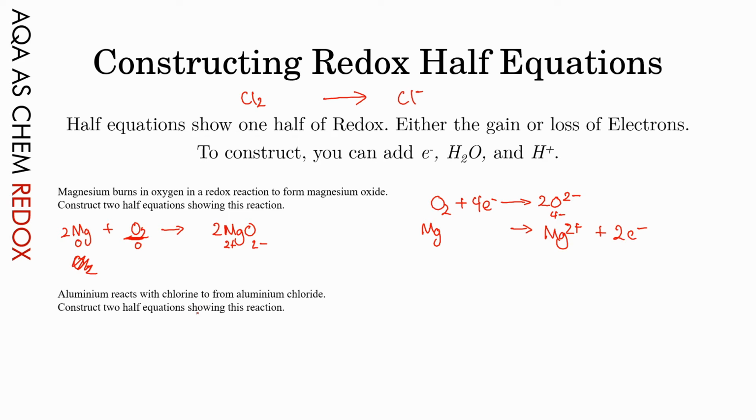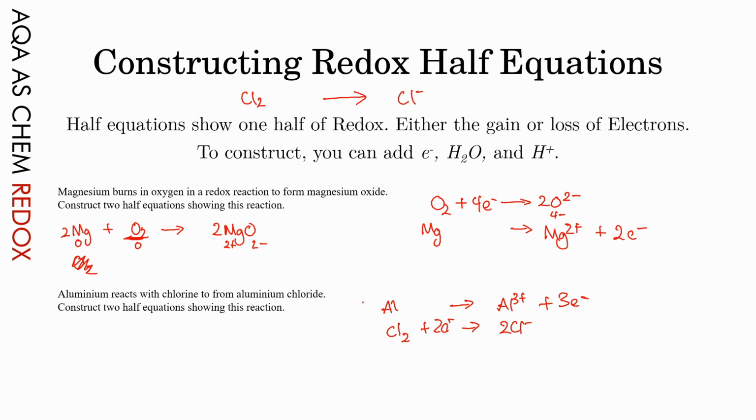Aluminium reacts with chlorine to form aluminium chloride. So aluminium, first of all, gets oxidized to Al3+, because that's the only one it goes to, basically. And therefore it loses 3 electrons. Chlorine goes from elemental chlorine to Cl-, because that's the only one, again, that it can go to, except for certain cases like HClO, but that's not what's happening here. So if it's 2Cl-, that means it's gaining 2 electrons, plus 2e-.